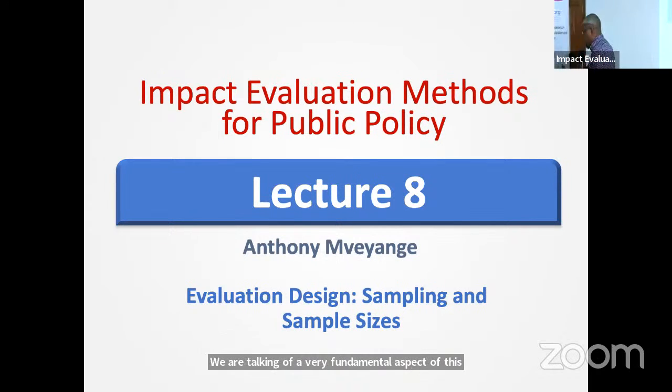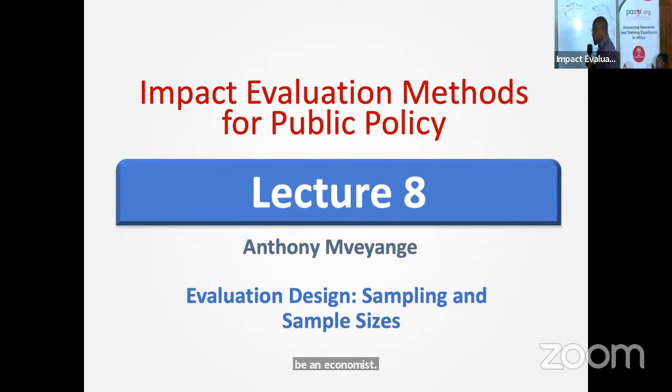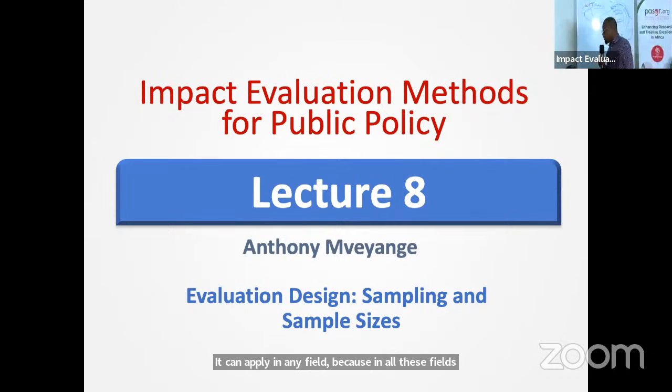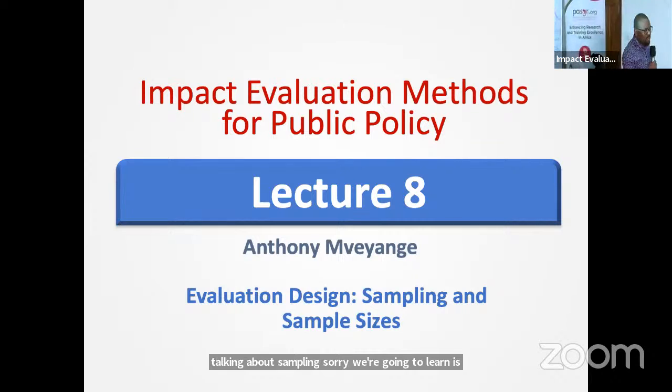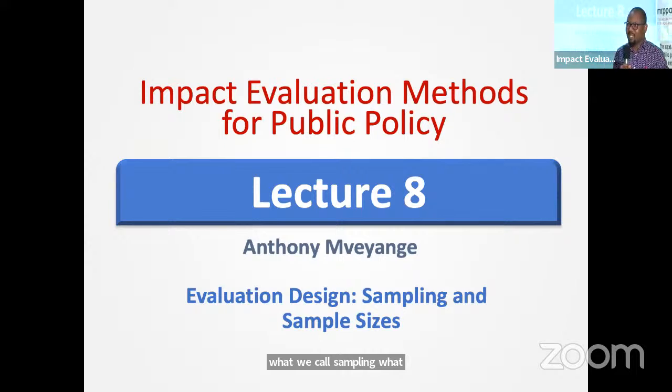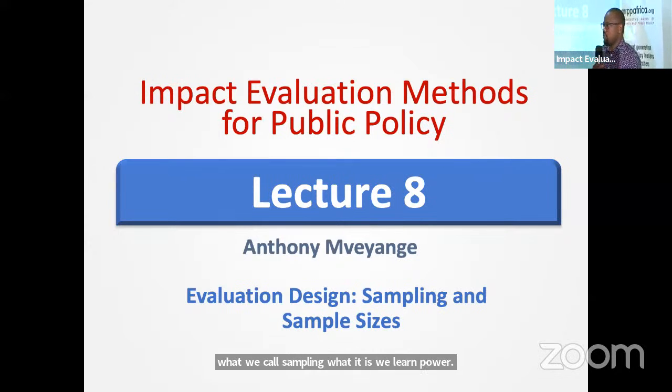It doesn't have to be an economist. It can apply in any field, because in all these fields that we have, we do sampling, right? And I've been talking about sampling. So what we're going to learn is what we call sampling, what it is. We will learn power analysis. How do we do power analysis?